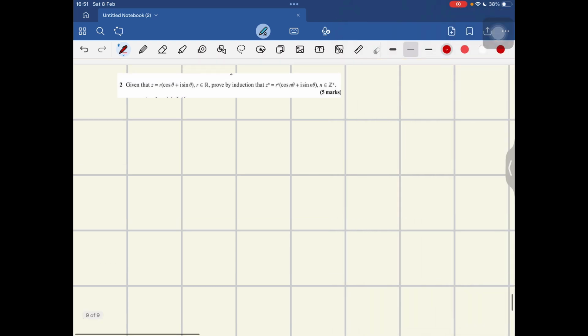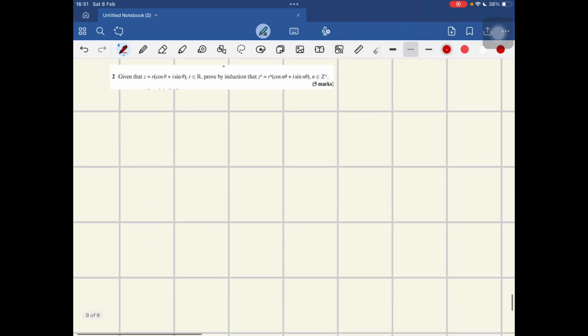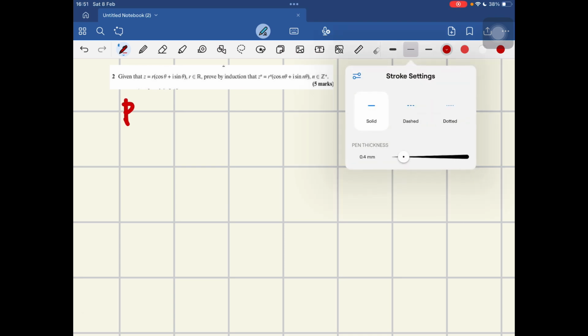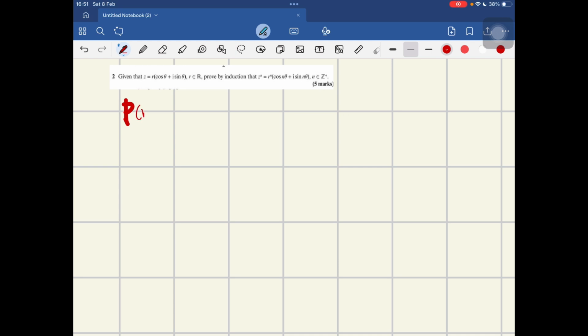So number 2 is here. This is the induction. We start with P(n), the proposition: z to the power of n is r to the power of n (cos n theta plus i sin n theta), where n is in the positive integers.